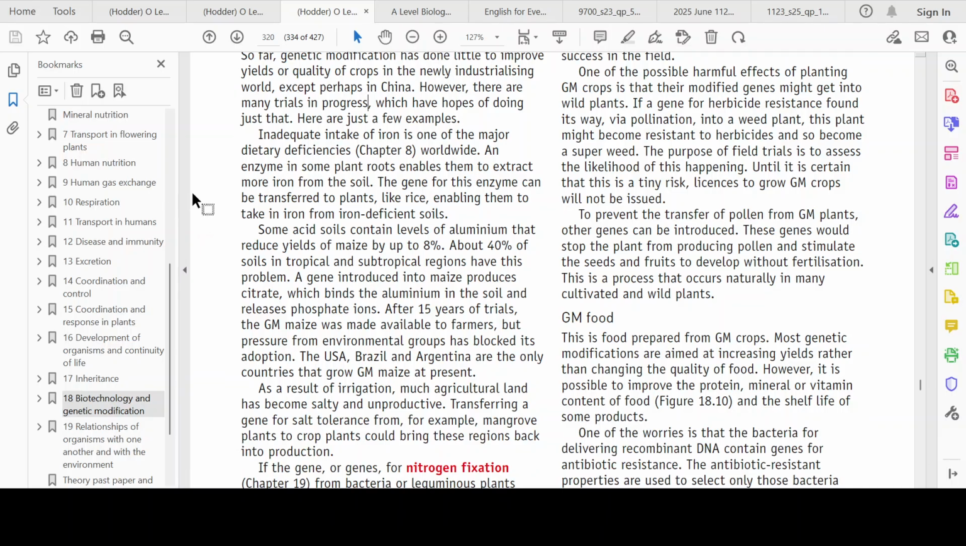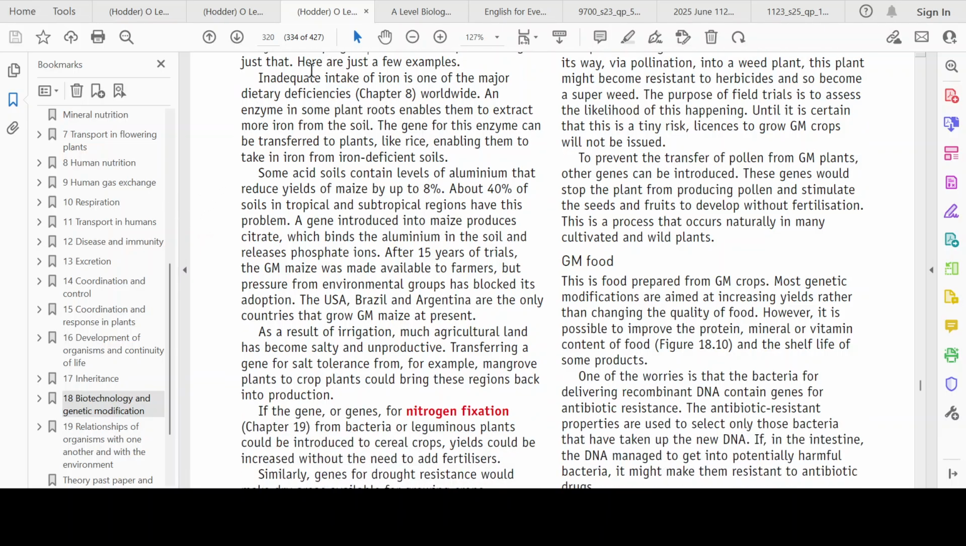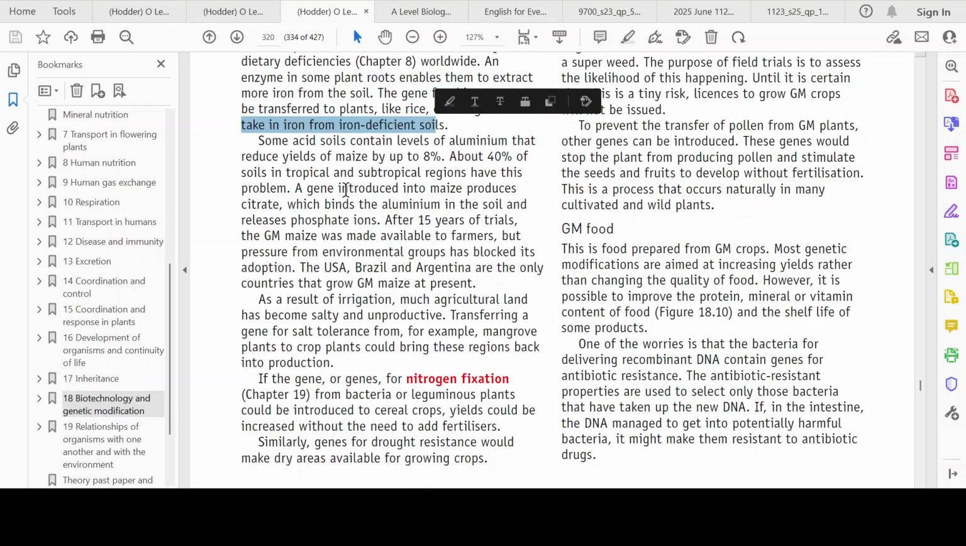So inadequate intake of iron is one of the major deficiencies in the world. And so some plants have an enzyme in their roots that enables them to extract more iron from the soil. And so the gene for this enzyme can be transferred to plants like rice, having them contain more iron.